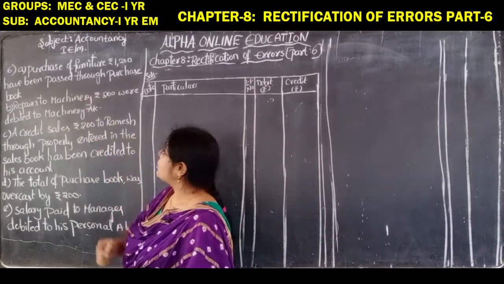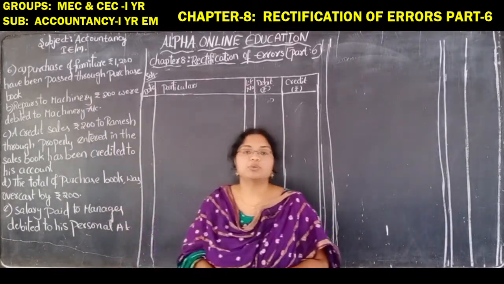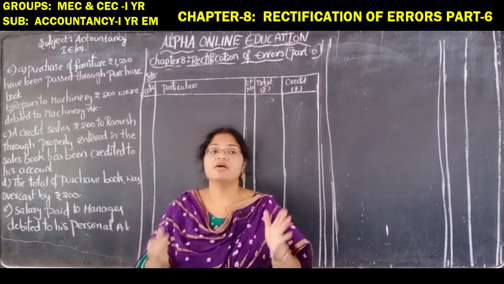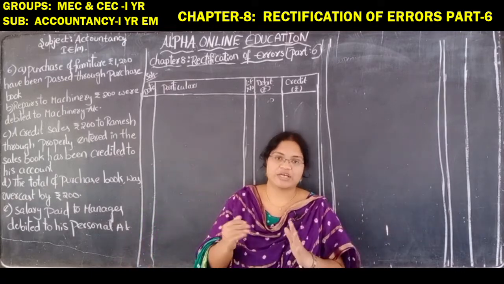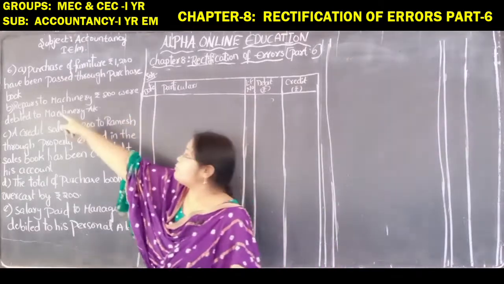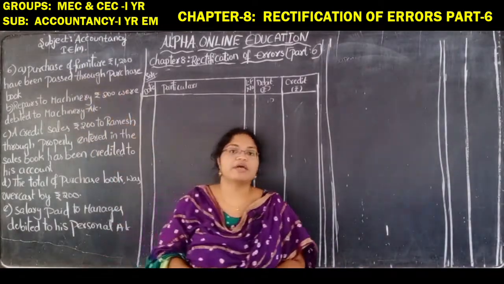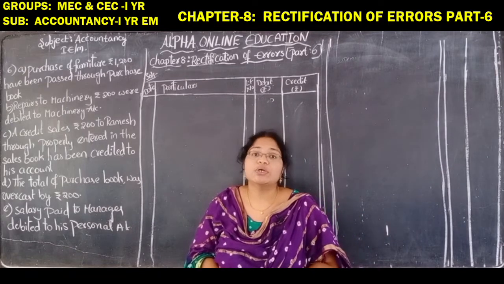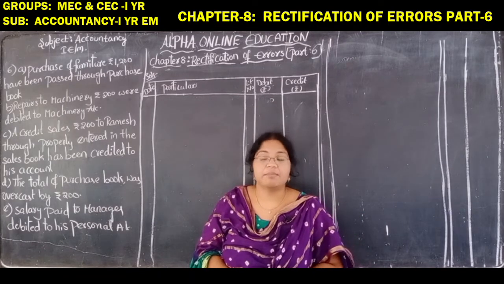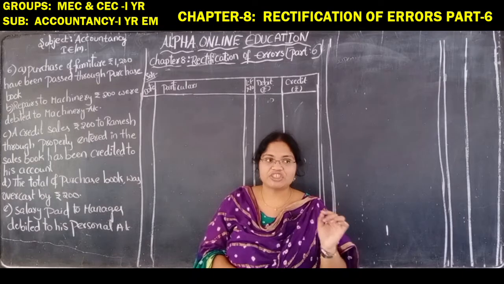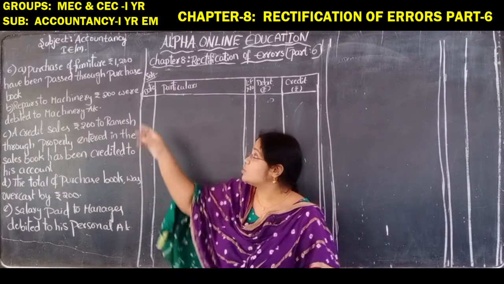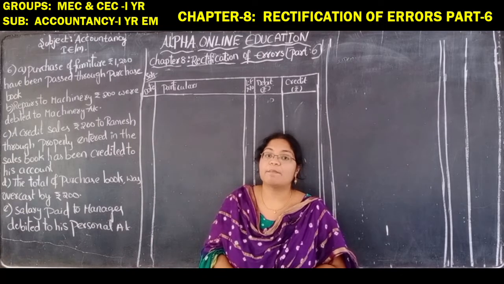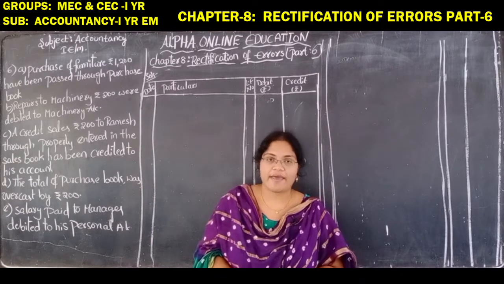The first entry: purchase of furniture, rupees 1200. It means we are purchasing the furniture. So what will be the original entry? Furniture account debit to cash account. But if you see here, it has been passed through the purchase book. It means they have wrongly written purchase account debit to cash account. But the actual entry should be furniture account debit to cash account. So they have debited the purchase account. Now I am going to credit the purchase account by rectifying such an error.